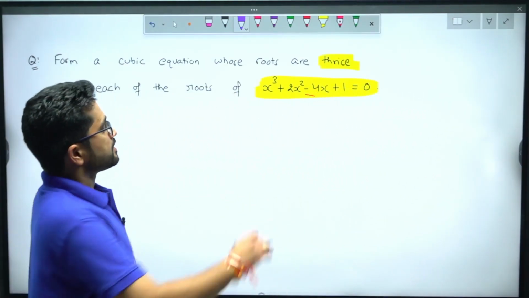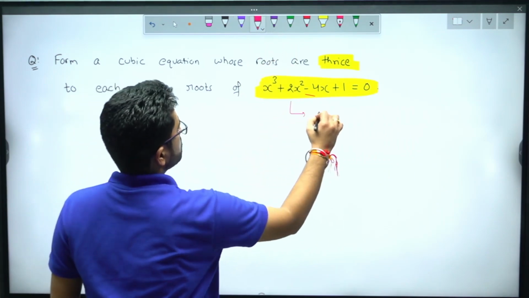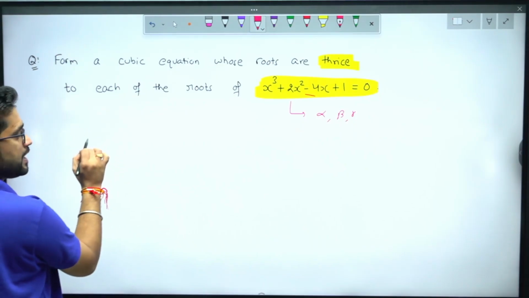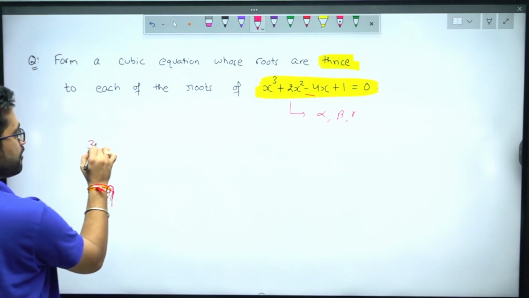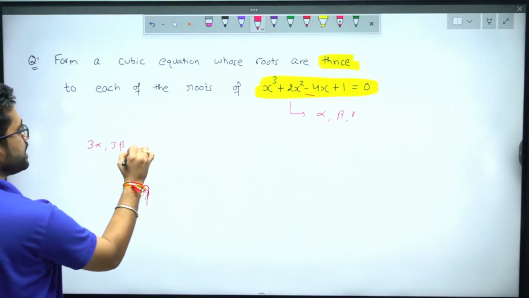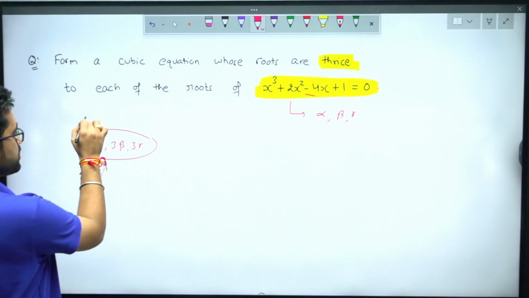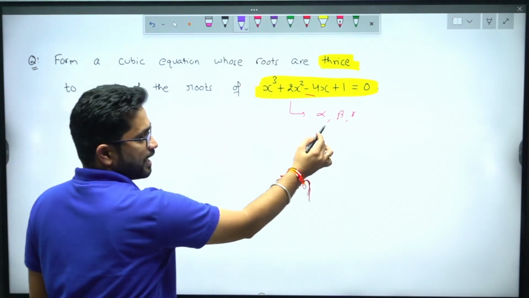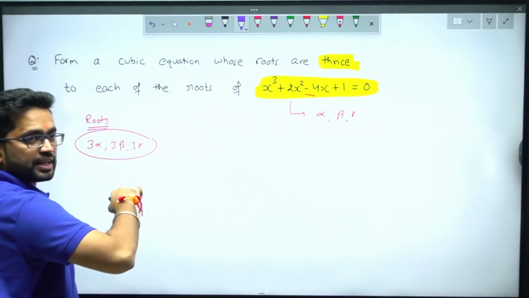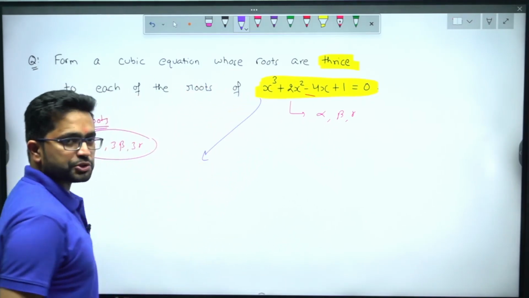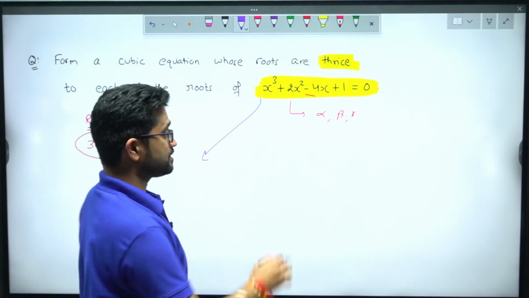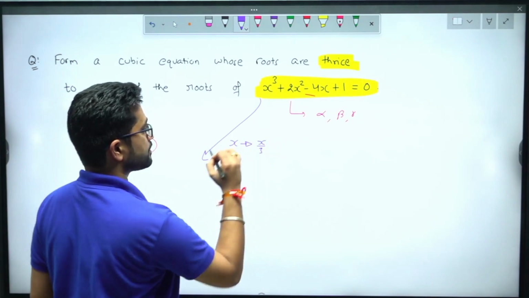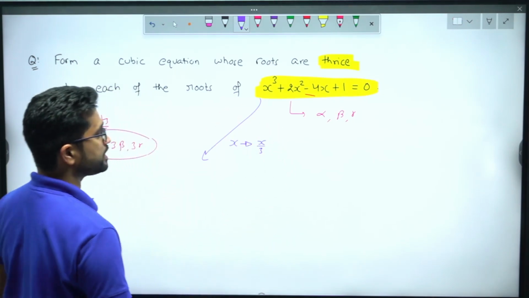Say for example, this particular equation has roots alpha, beta and gamma. Now I need to form a cubic equation whose roots are 3 alpha, 3 beta and 3 gamma. So as you can see, alpha, beta, gamma are being multiplied by 3. So your new equation can be directly written by replacing x with x by 3. That's it. So simply change x with x by 3.